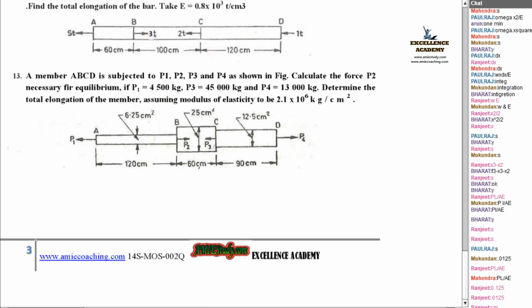A brass bar having cross-section area of 10 square centimeter, that is 10 centimeter square, is subjected to axial force as shown in the figure. Find the elongation of the bar. Take E equal to 0.8 into 10 raised to 3 ton per centimeter square.